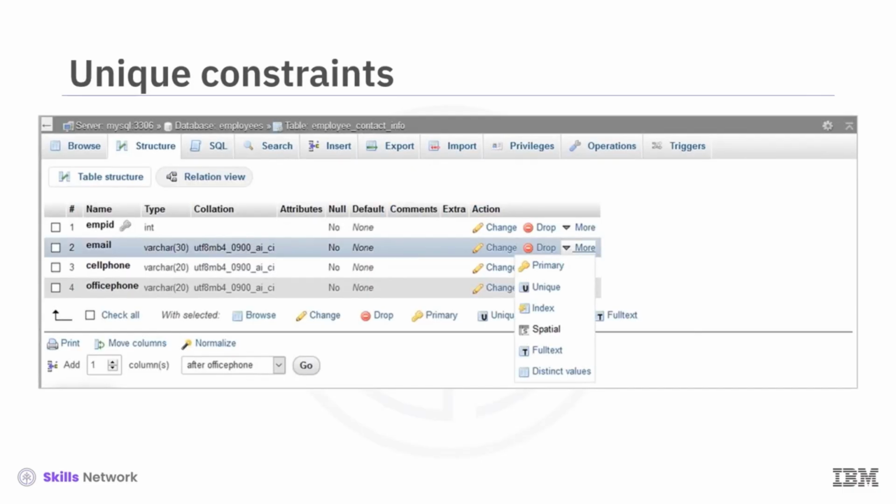To ensure that the email address for each employee is unique, you can use the Unique constraint. On the Structure tab, click the More link for the relevant column, and then click Unique.